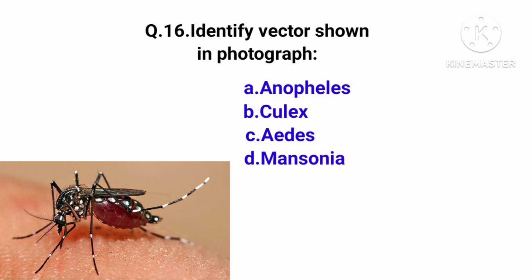Identify vectors shown in photograph. Anopheles, Culex, Aedes or Mansonia. And this mosquito is known as Aedes mosquito.